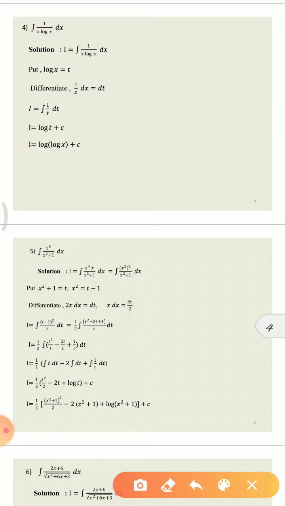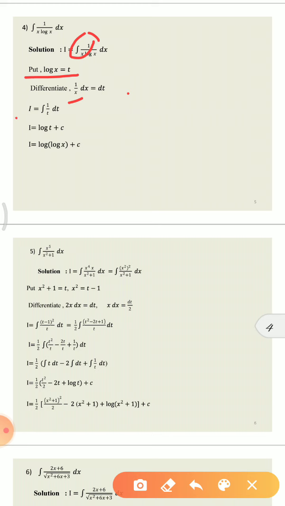We have to put log x is equal to t, and you know the derivative of log x is 1 by x, so dx by x is equal to dt. The remaining value is 1 upon log x, and you have to substitute log x as t here.